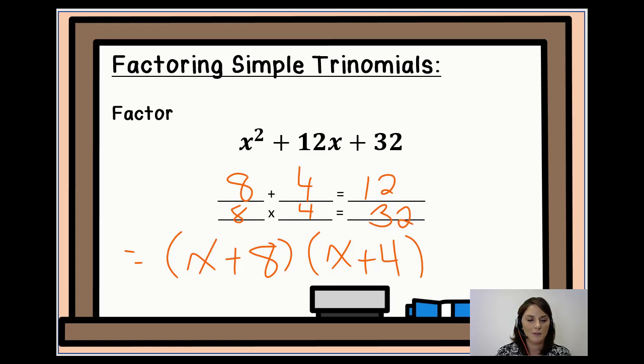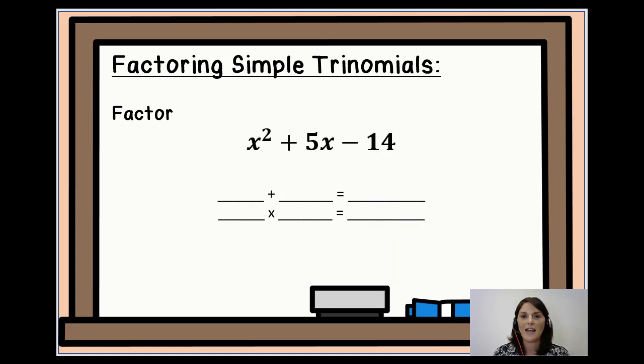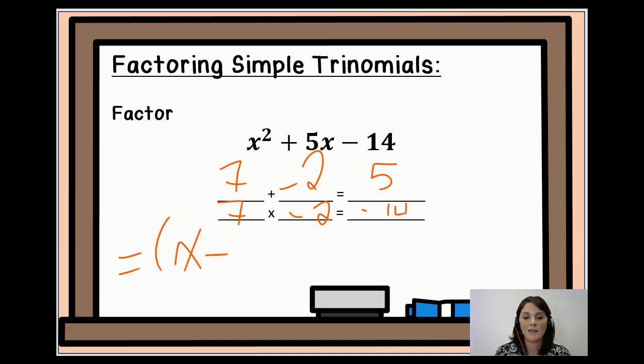Okay, let's look at a second example. Factor x squared plus 5x subtract 14. Go ahead and find your two numbers that add to give 5 and multiply to give negative 14. Okay, did you figure out your numbers were 7 and negative 2? Great job. Okay, so again, we're going to put those into our two brackets with an x at the beginning of each bracket. So we have x plus 7 in one bracket and x subtract 2 in the other bracket.